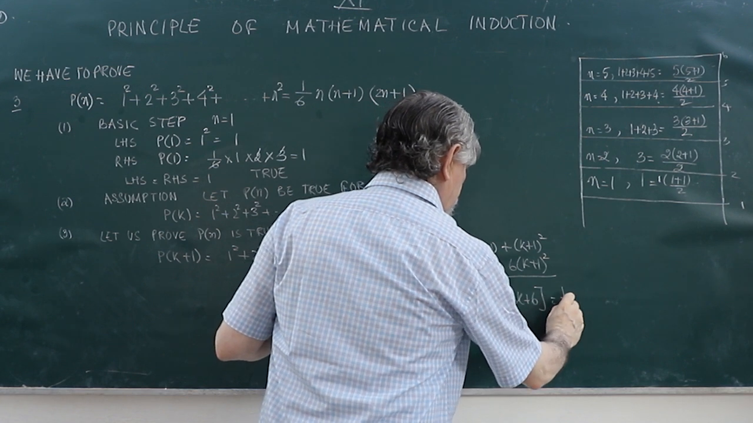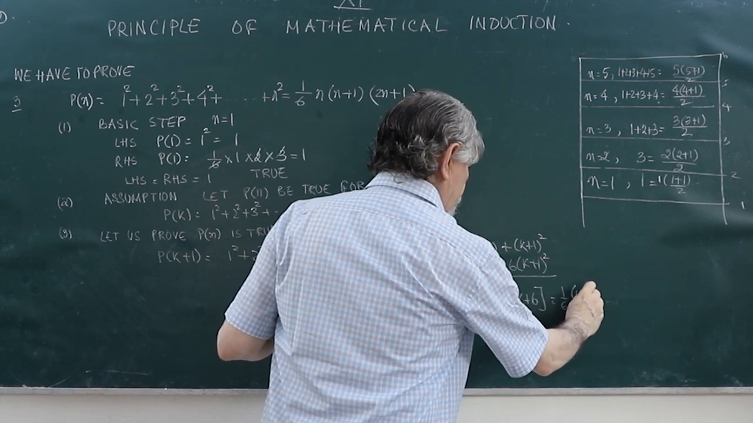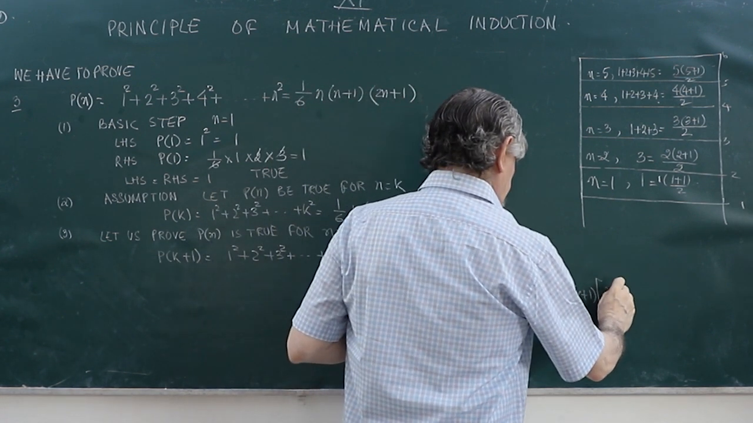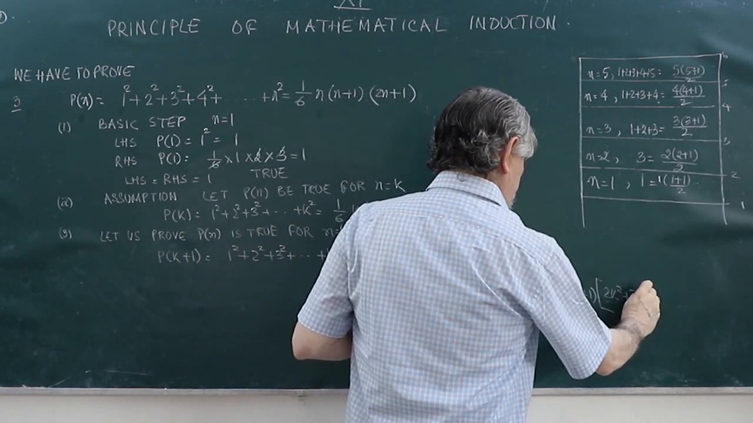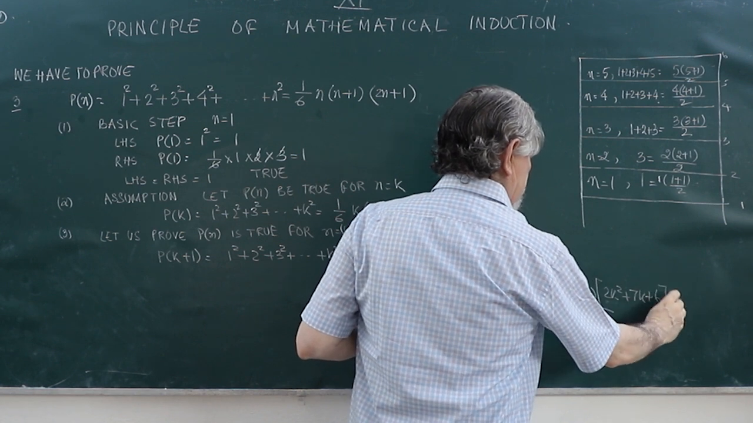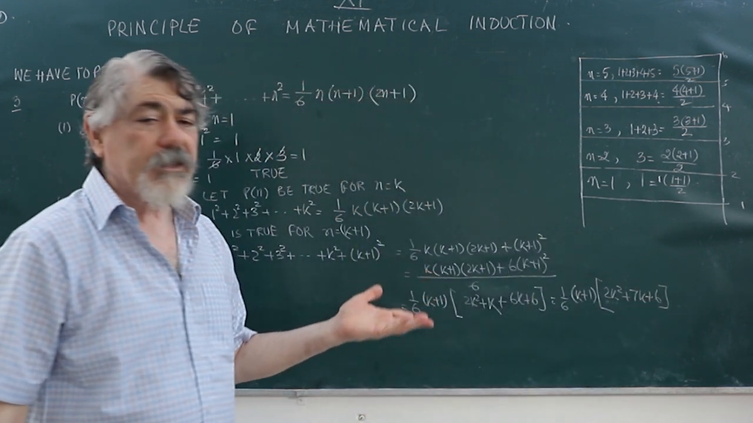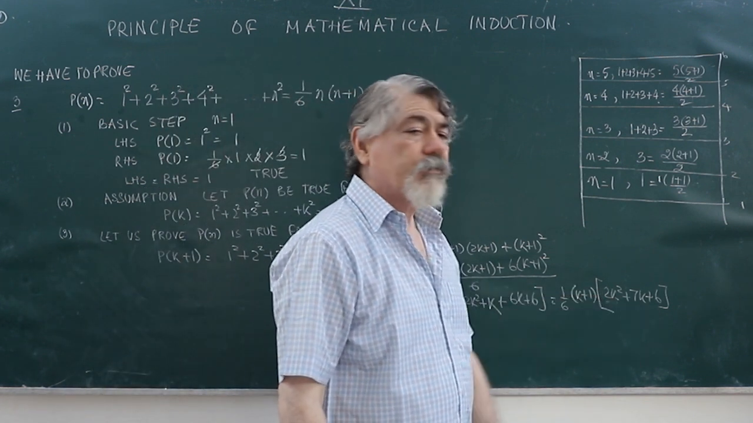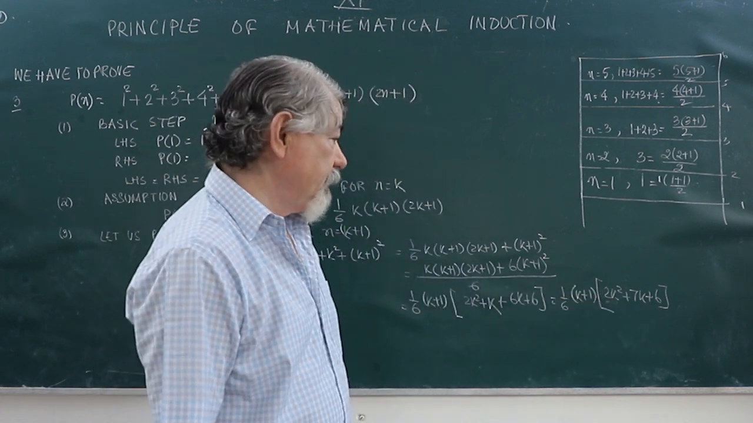It will become 1 upon 6 (k plus 1). Let us see what it becomes: 2k squared plus 7k plus 6. Now this is a trinomial. Let us factorize it. 2 sixes are 12, 4 threes are 12.